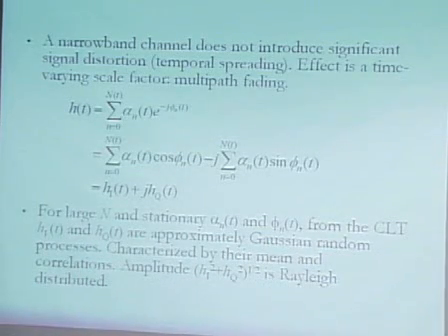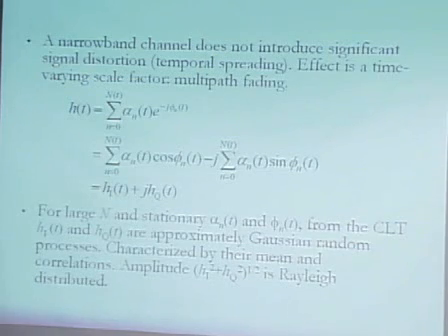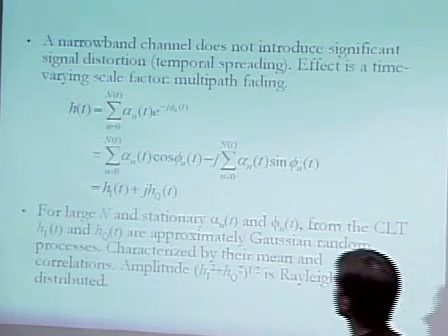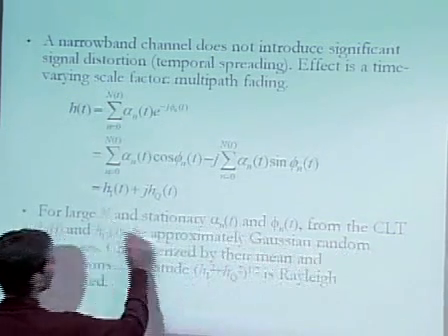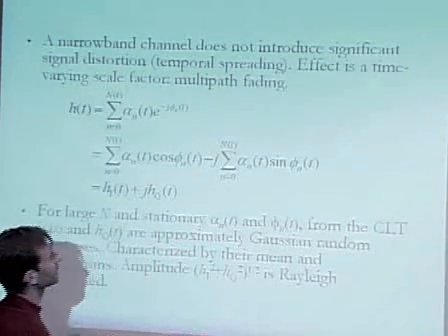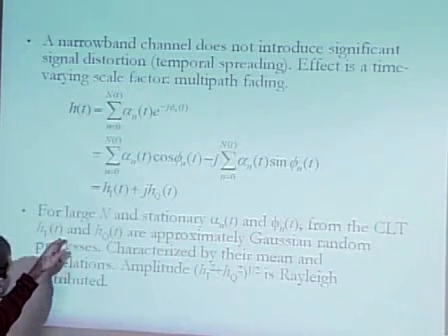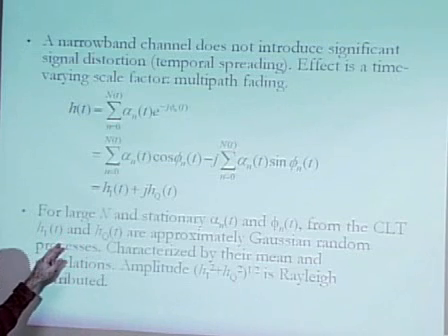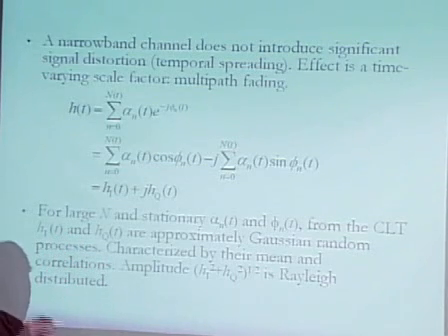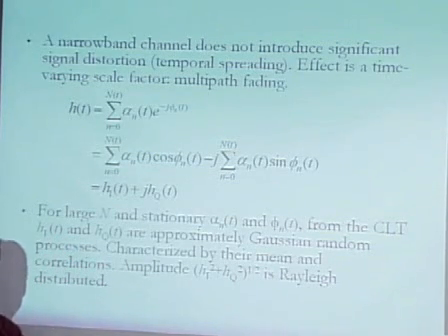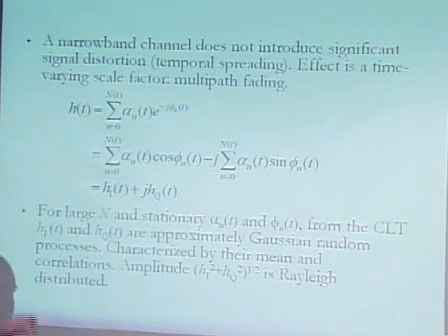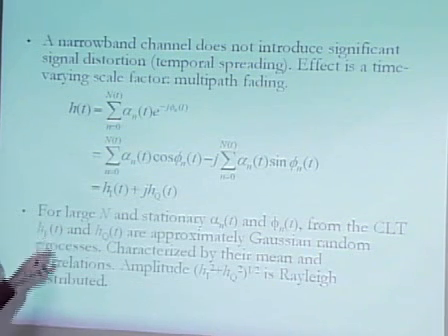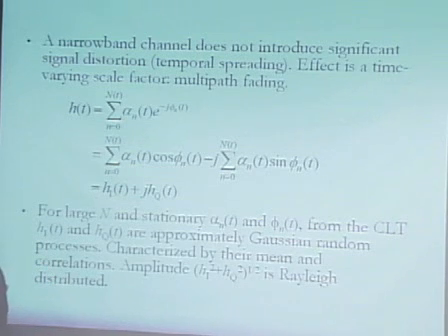And I'm going to anticipate something that we'll see later in more detail, which is that for large n, and as long as the alphas and phis are stationary, remember that we talked about the central limit theorem last time. So when you sum a number of random variables, you get something that is Gaussian. If you add many of them, you get something that's Gaussian, remember? You have the same with random processes. If you add a large number of random processes, you get a Gaussian random process.